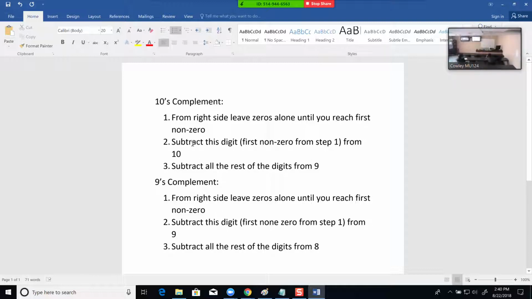Then that digit you just found, notice step 2 here and step 2 here. Subtract this digit, first non-zero from step 1, from 10, and then one says from 9. So 16's complement, what would you subtract it from? 16. Now if you look at step 3 and step 3 here, subtract all the rest of the digits from 9, from 8. So for 16's complement, what would you subtract it from? 15. Yeah, so I think there is one problem at the end of this chapter where they're asking you to work with 16's complement, and there's nothing exciting about it. That's the exact same principle. Let's look at a couple of examples for the 9's complement and see how that works.